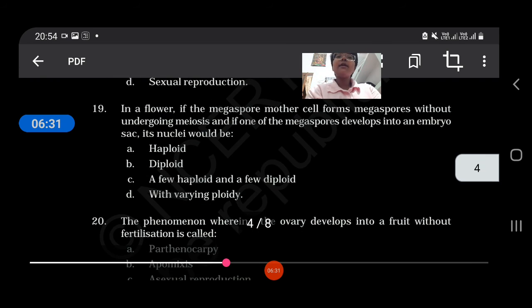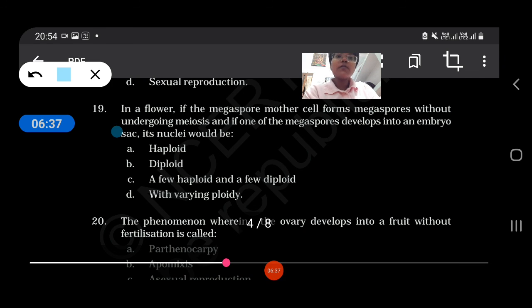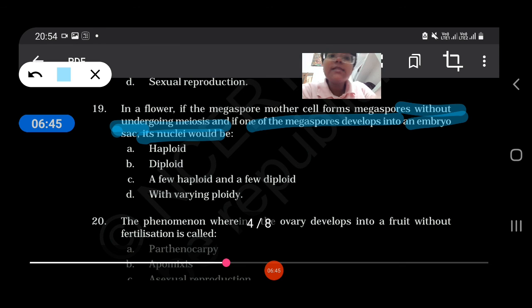In a flowering plant, if a megaspore mother cell forms megaspores without undergoing meiosis, and if one of the megaspores develops into an embryo sac, its nuclei would be diploid, as it is without meiosis. Okay, so it will be diploid.